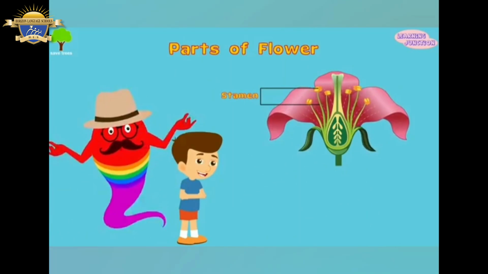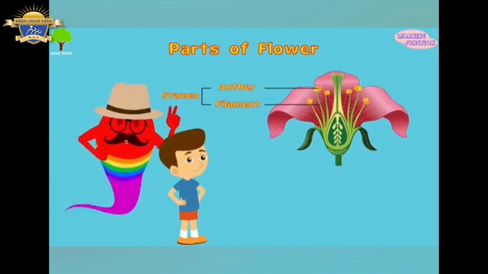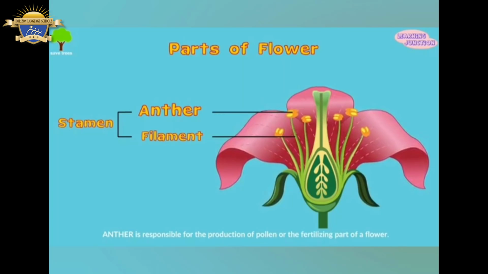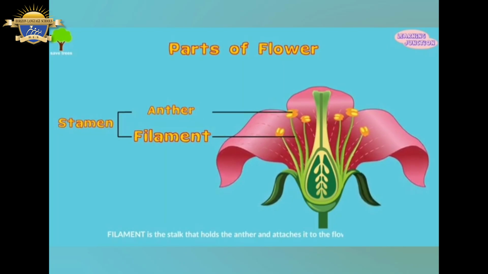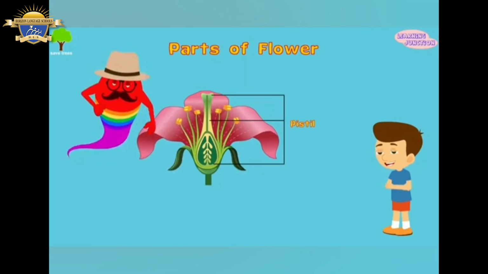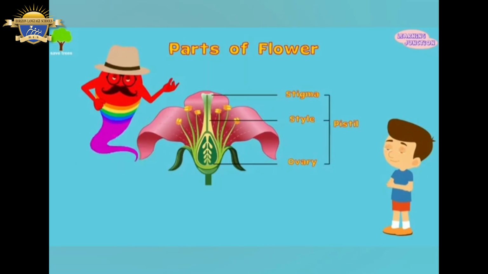Stamen is the male organ of the flower consisting of two parts. Anther is responsible for the production of pollen, or the fertilizing part of a flower. Filament is the stalk that holds the anther and attaches it to the flower. The pistil is the female part of a flower. It's made up of the following.